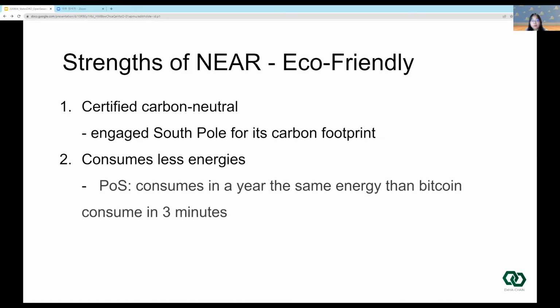Also, NEAR is popular for its environment friendliness. The network is certified carbon neutral. In February 2021, NEAR protocol engaged with South Pole, a leading project developer and global climate solutions provider, for its carbon footprint. Also, using the efficient proof-of-stake mechanism, NEAR consumes the same amount of energy that Bitcoin consumes in 3 minutes in 1 year.